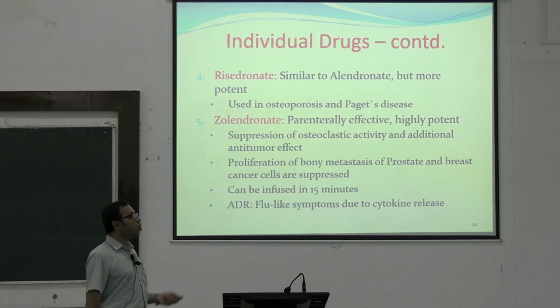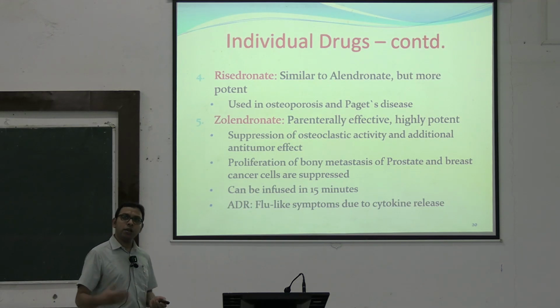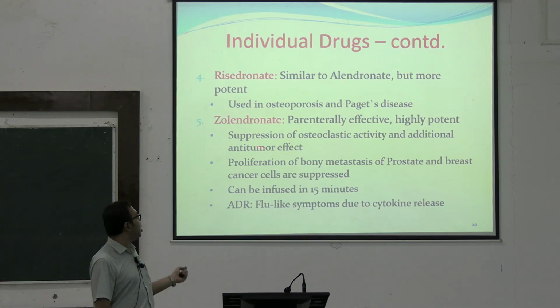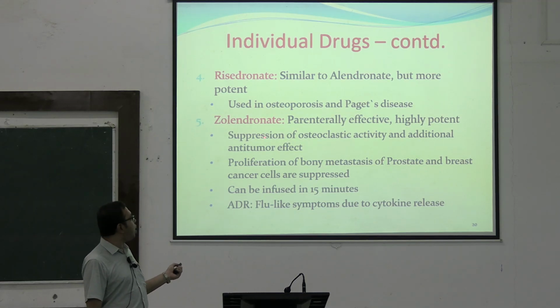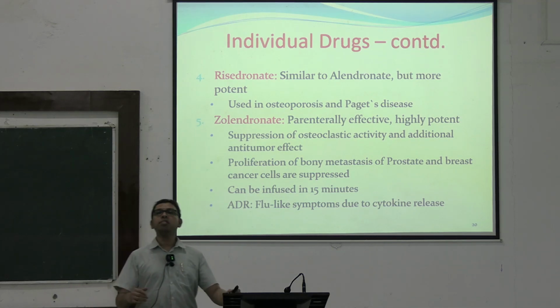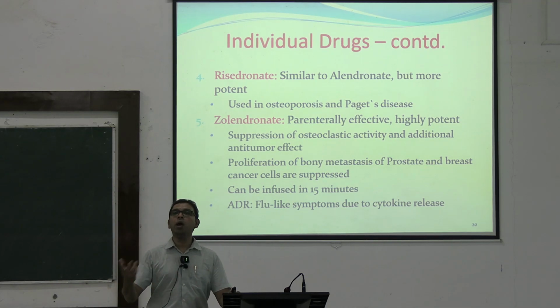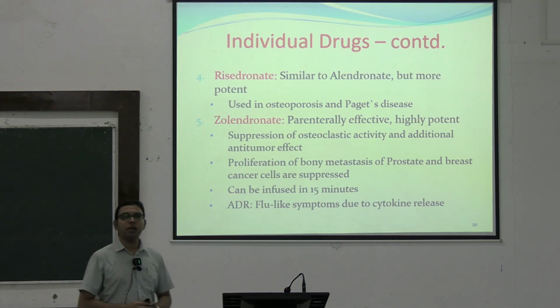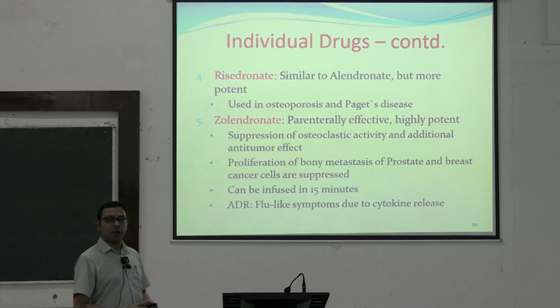Zoledronate is similar to alendronate, but it is more potent. Again, it is used in osteoporosis and Paget's disease. Zoledronate, or zoledronic acid, is parenterally effective and highly potent. Usually it is given once in 6 months or once in 12 months. That is, a once-a-year or once-in-6-months injection is given with zoledronic acid.